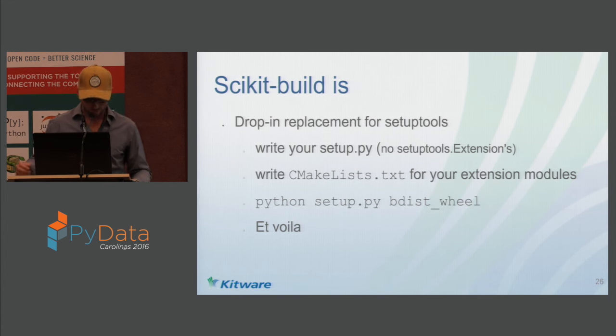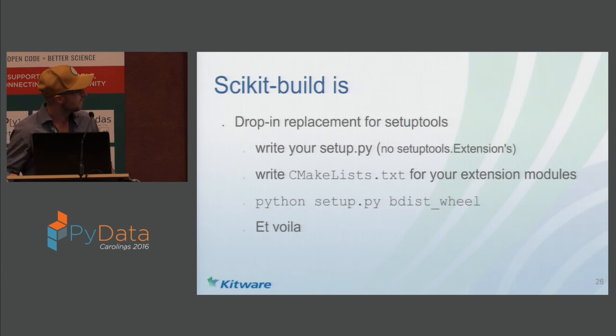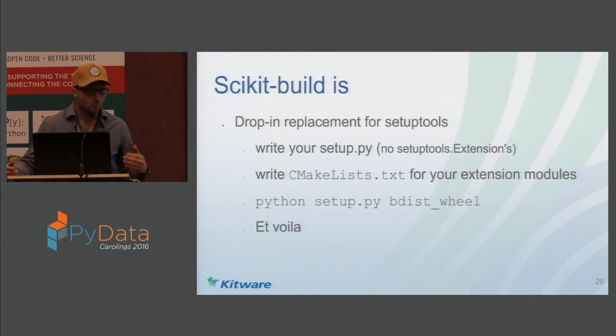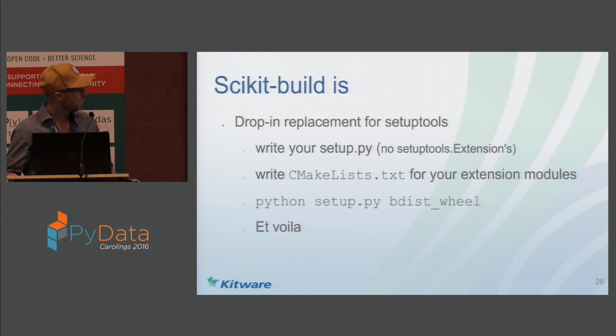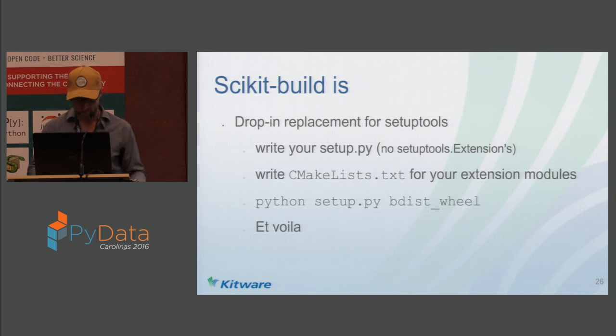What is scikit-build? It's a drop-in replacement for setuptools. You write your setup.py, no setuptools extension, no build extension required. You write your CMakeLists for your extension modules, and then you call python setup.py bdist_wheel, or build, or any of the usual targets, or sdist. Et voilà. That's it.